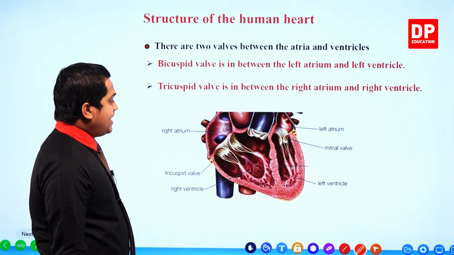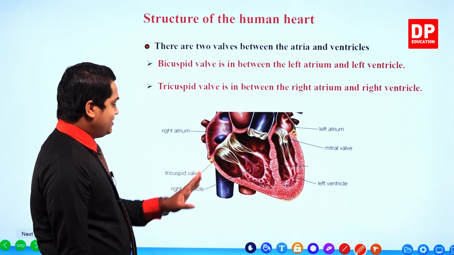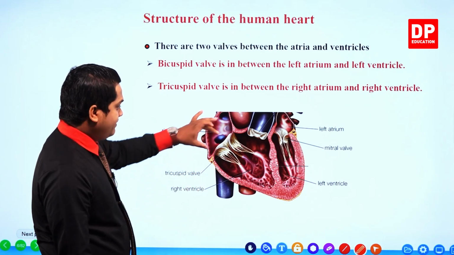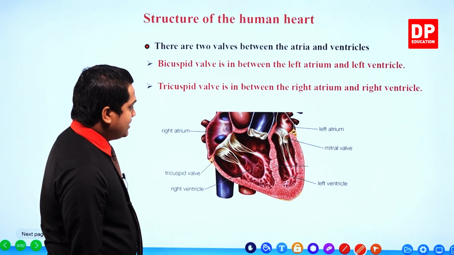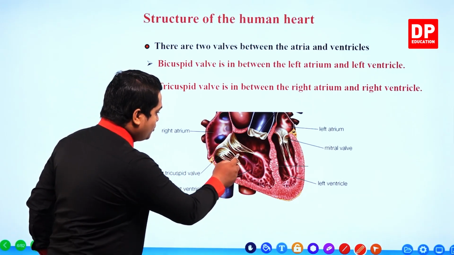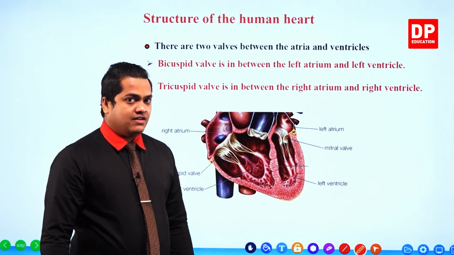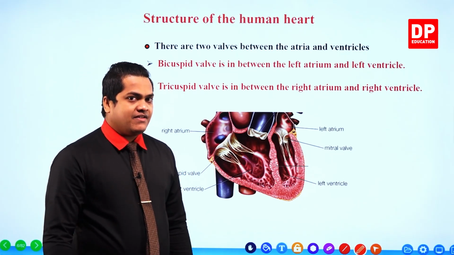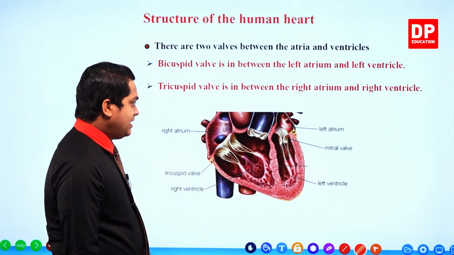Between the atria and ventricles, there are 2 types of valves. As you can see here, this is called the tricuspid valve. You can see here there are 3 tissue layers. That's why they are called tricuspid valves. 3 tissue layers can be observed within the tricuspid valve.